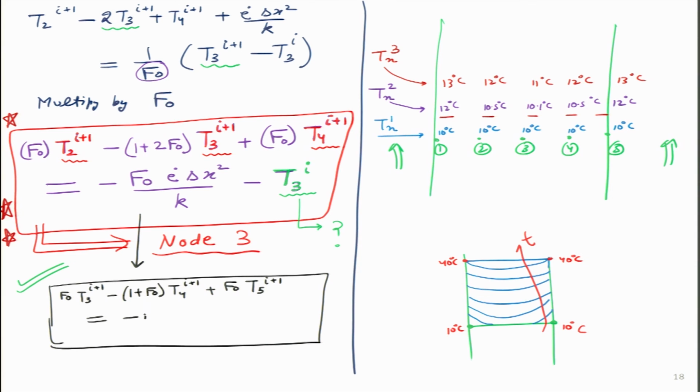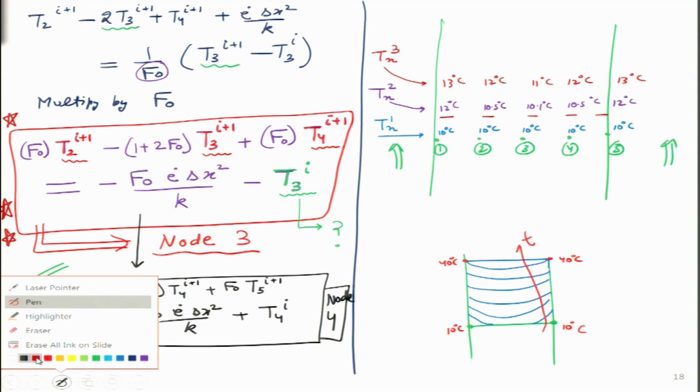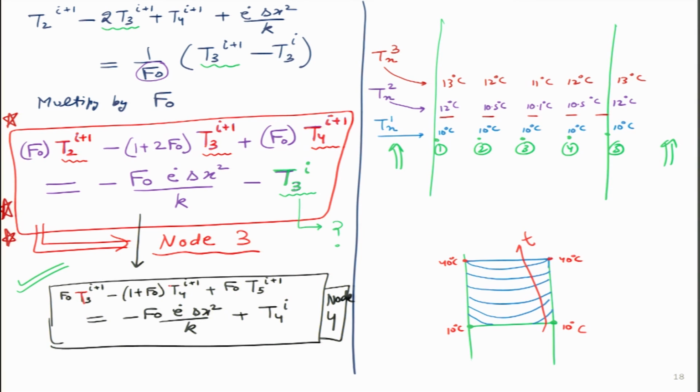Then the right hand side will remain Fourier e dot delta x square by k, and here because I am talking about node 4 I will say T4 to the power i, and this is for node number 4. And here again, to make it more explicit, I can put it in red color. This is unknown, this is unknown, this is unknown, and all others are known including the temperature T4. I think this is the same thing that we did earlier as well. So let us generalize this with the help of this equation over here.